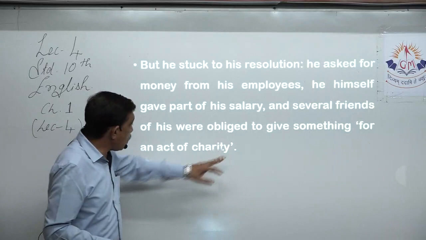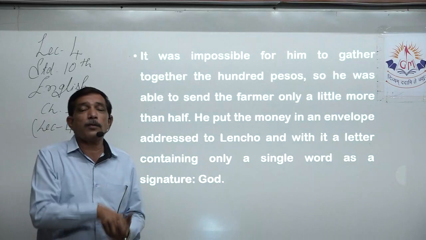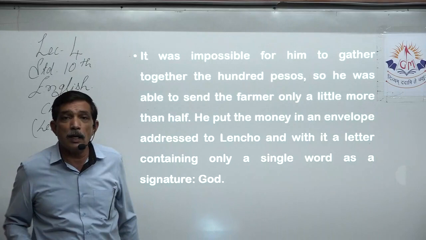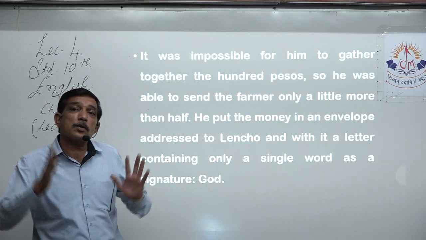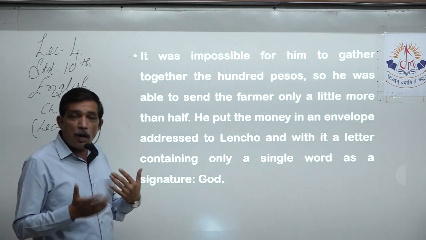It was impossible for him to gather together the 100 pesos. Even after putting in a lot of money from his salary, asking from his employees, friends, relatives, near and dears, all of them, he was not able to put up 100 pesos. So we understand 100 pesos in those days must be quite a huge amount. He was able to send the farmer only a little more than half. 100 peso, half is 50. He was only able to send little more than 50%.